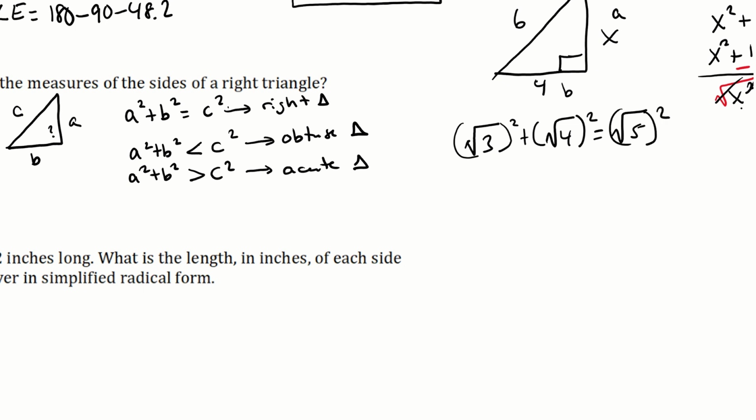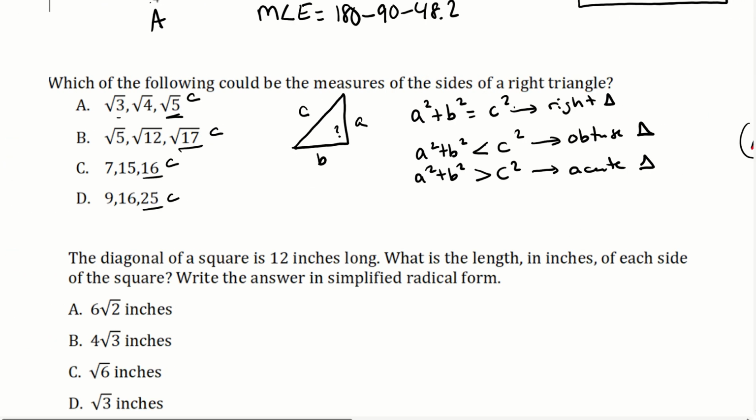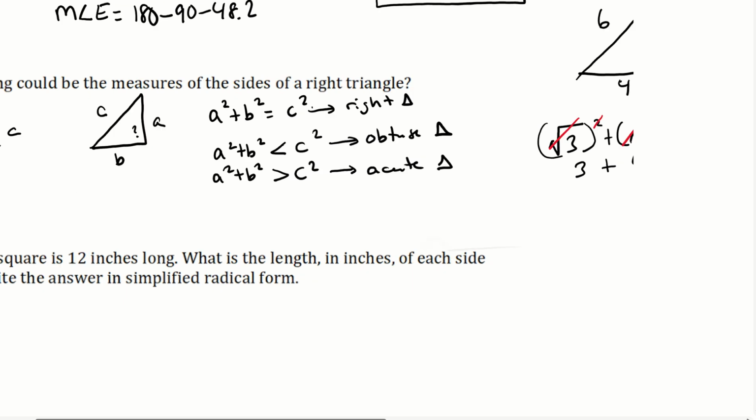Now, that's option A. Now, the square and the square root cancel. They're opposites. So we get 3 plus 4 and 5. Now 3 plus 4 is not equal to 5, so it's not a right triangle. Okay, so it cannot be that one. So let's check the other one.